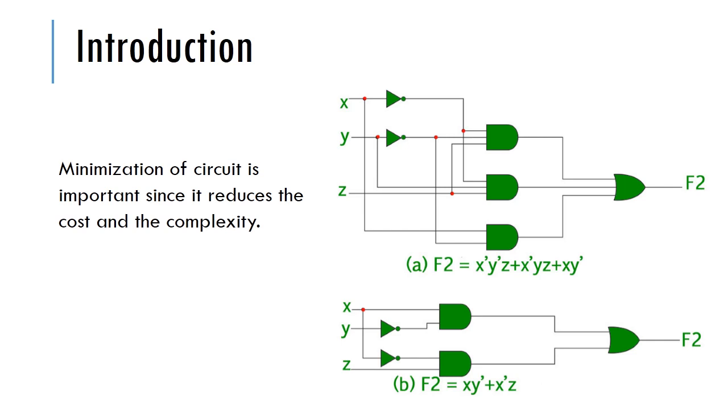There are two circuits presented here. The first one is an actual circuit. The second one is obtained after the K-map minimization. The total number of gates in the first circuit is 6 and 5 in the second circuit. Even though the number of gates in the second one is low, it produces the same output for the same set of inputs as in the first circuit.